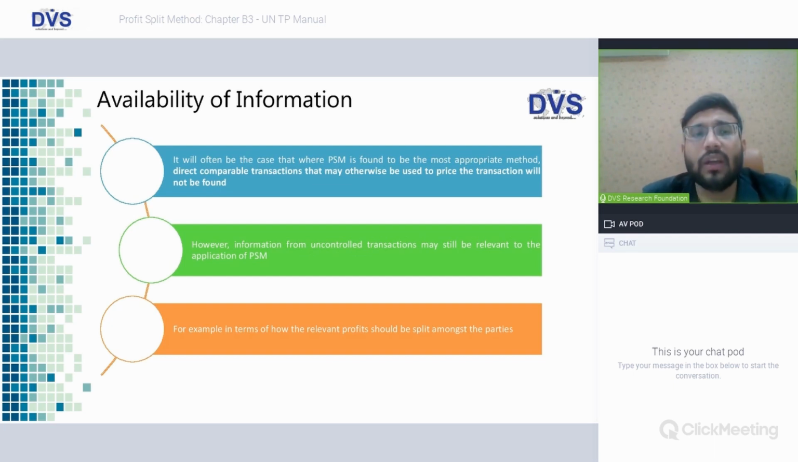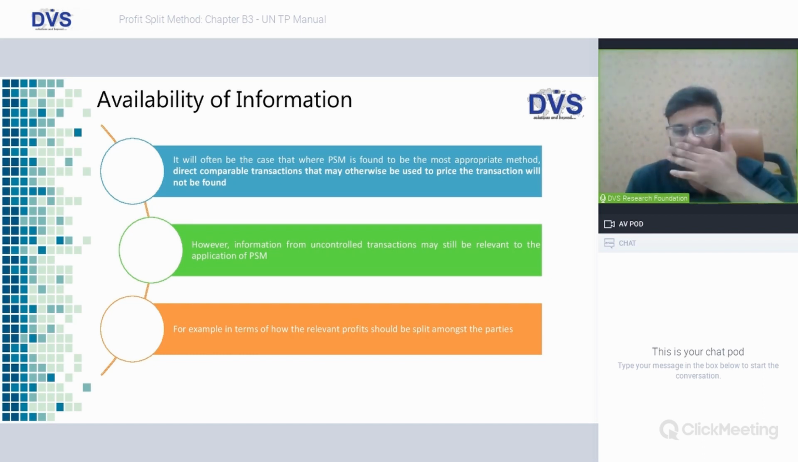Availability of information. It will often be the case where PSM is found to be most appropriate that direct comparable transactions that may otherwise be used to price will not be found. However, information from uncontrolled transactions may still be relevant to the application of PSM, for example, in terms of how the relevant profit should be split amongst the parties. As I said, friends, once we have confirmed that the PSM method would be used to justify a particular transaction, in such a scenario, availability of information would be paramount.